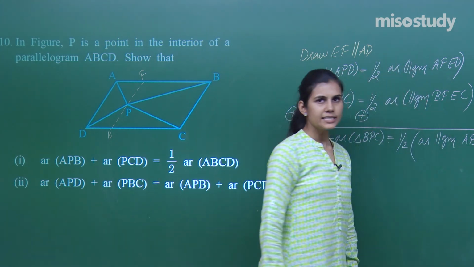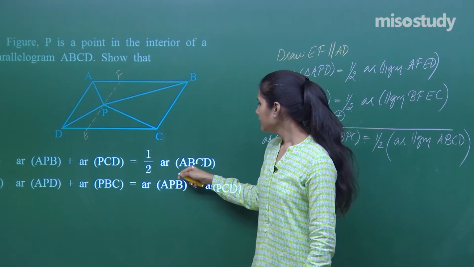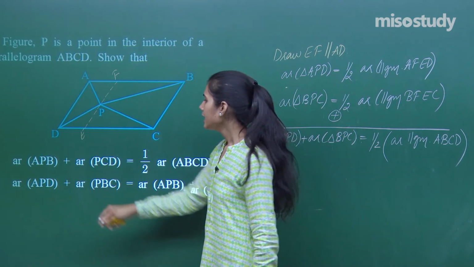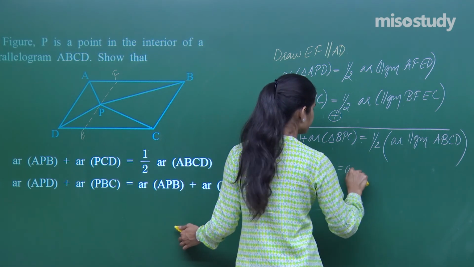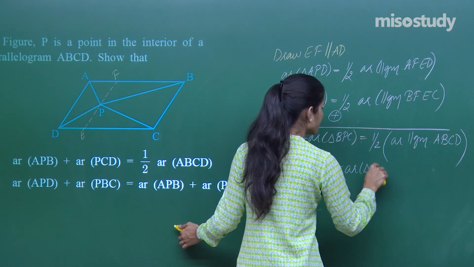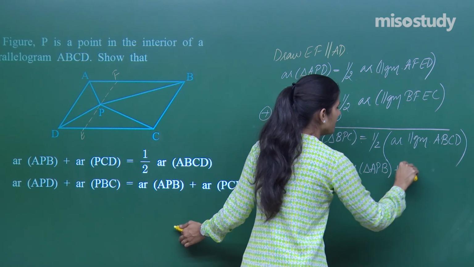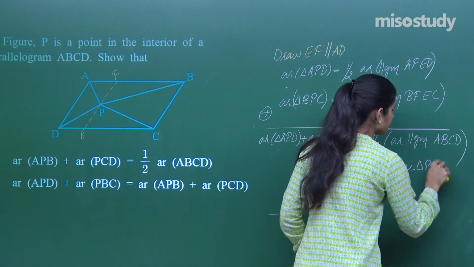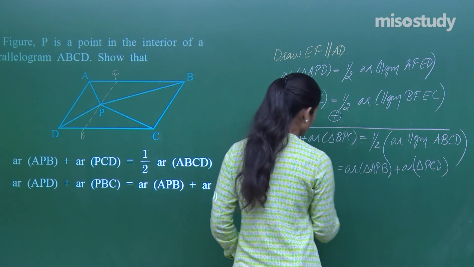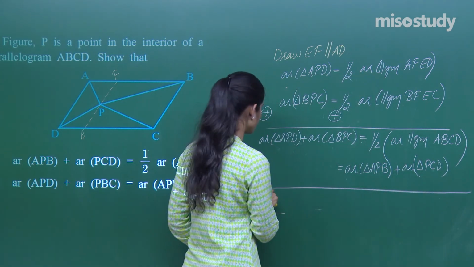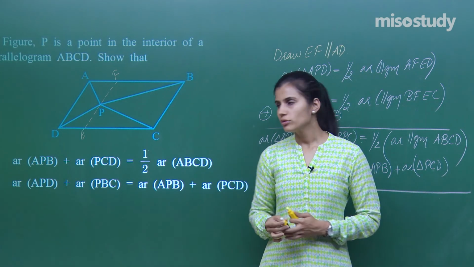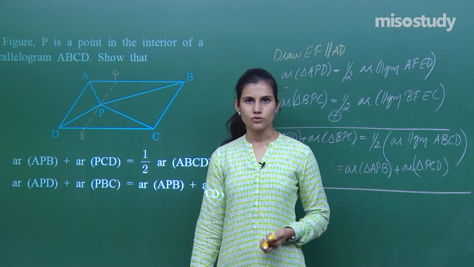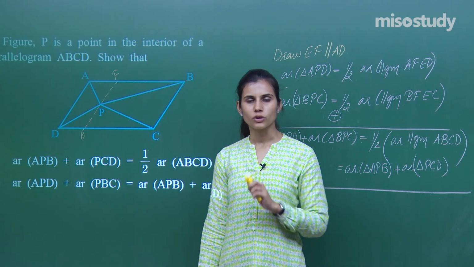But by the first case, area of parallelogram ABCD is same as what? Half of area of parallelogram ABCD is area of APB plus area of PCD. And that is what you want to show as a consequence of the next part. So you have shown that the sum of areas of these two triangles is same as sum of areas of these two triangles. And that completes our discussion over all the questions.